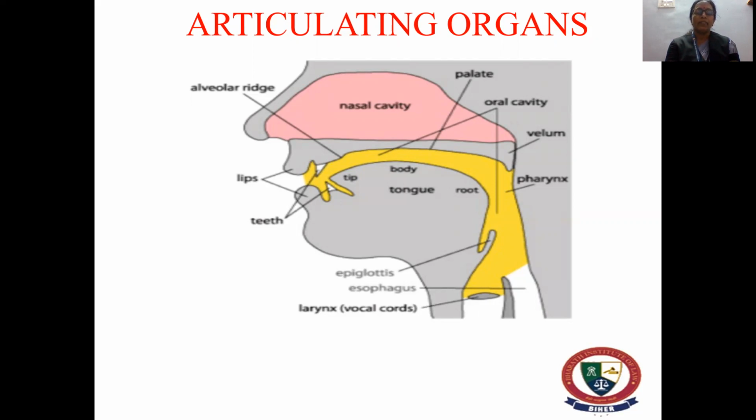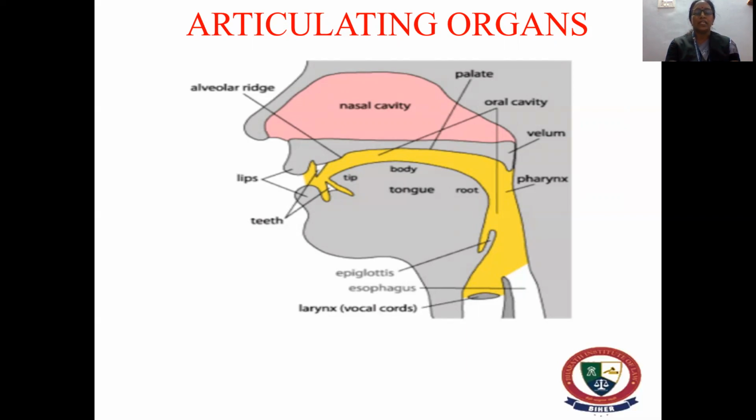Okay. So apart from that, the vocal cords, the larynx, that is very, very important. From there only air is produced and it passes through various organs, whether it is getting obstructed, whether it flows freely, whether it is partially closed, completely open. Based on all these things, different sounds are produced. So vocal cords are also important.